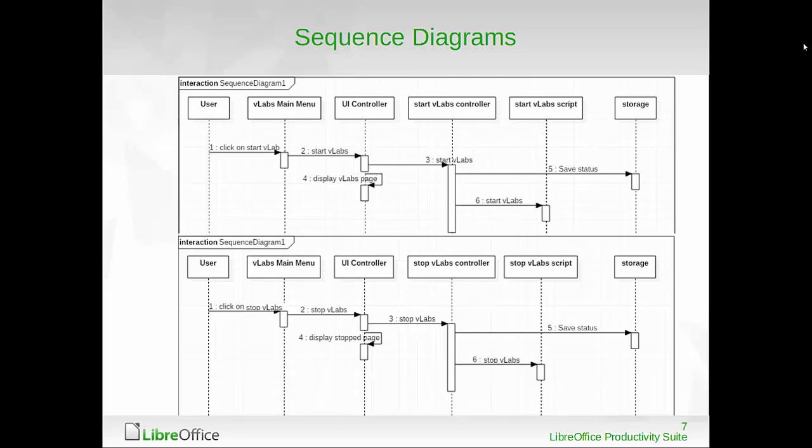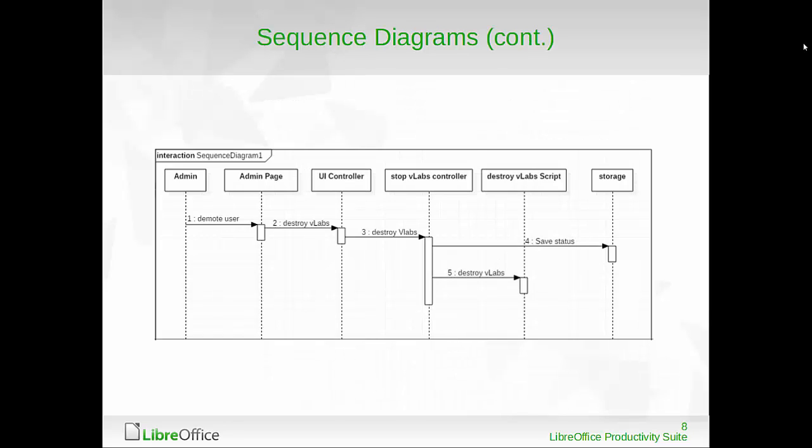The second sequence diagram shows stopping a VLabs. It is essentially the same as starting a VLabs. The third sequence diagram displays how to destroy a user. The admin, in the admin's page, demotes a user. This sends the message to destroy the VLabs. As you can see, there is no display script.